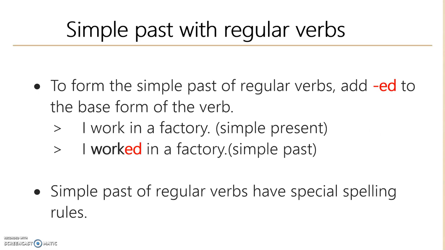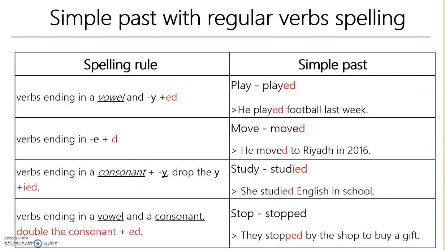Simple past with regular verbs. To form the simple past of regular verbs, we add ed to the base form of the verb. For example, I work in a factory. This is simple present. To make it into simple past, you would say, I worked in a factory. Simple past of regular verbs have special spelling rules. Let's look at those rules.